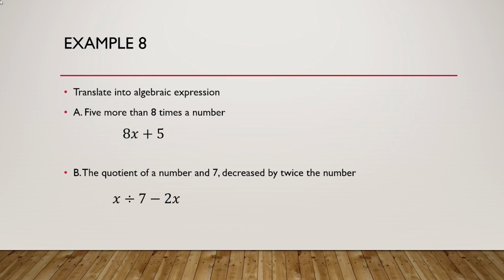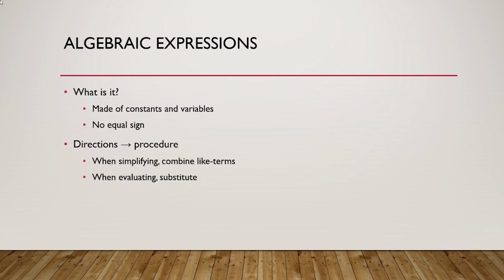All right, that's briefly how you would translate words into algebraic expressions. So let's continue on this topic of algebraic expressions. So what are they? Well, they're made up of constants and variables. You can tell that it's an expression because it doesn't have an equal sign. So you're not solving. Directions are commonly to simplify. And simplify just means combine like terms, perform order of operations, etc.